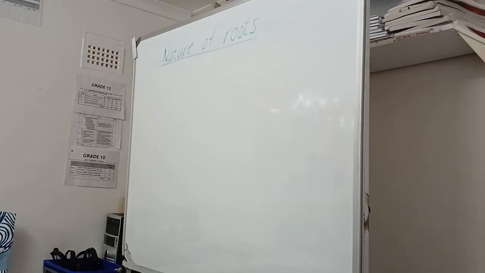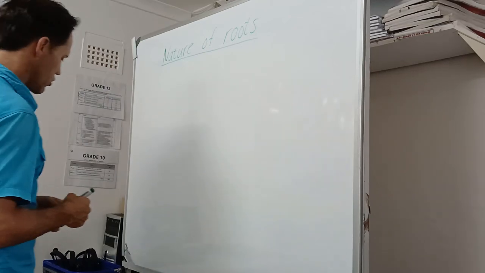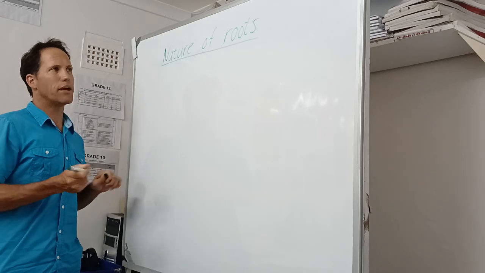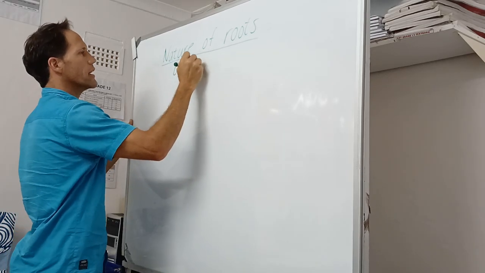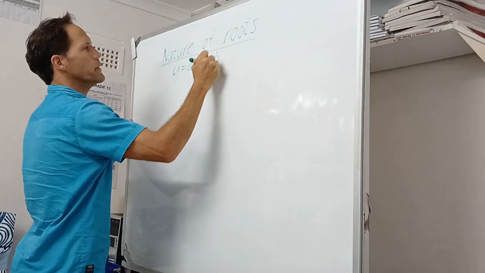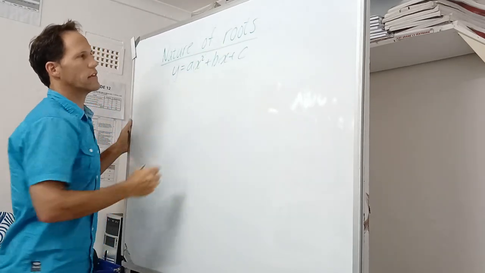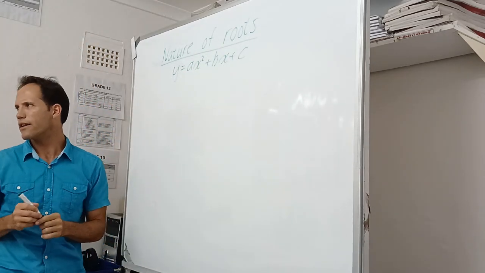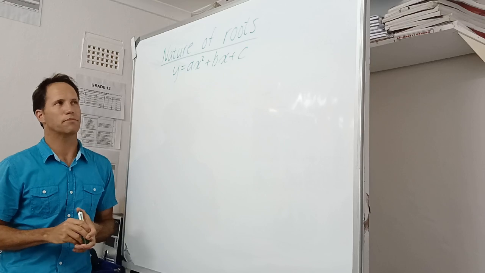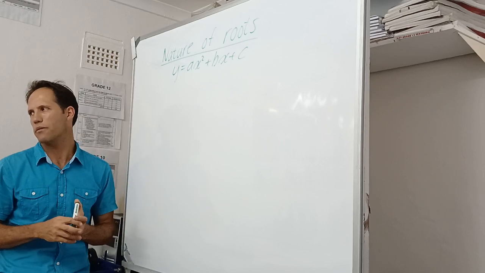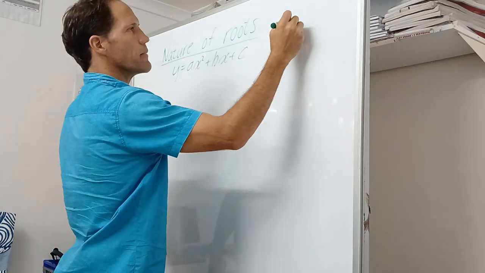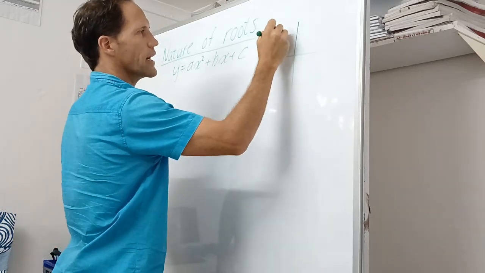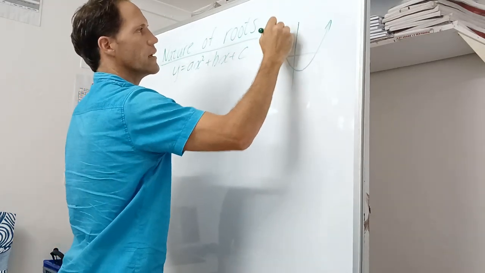Right, so with the nature of the roots, now remember, if you think of the equation y equal to ax squared plus bx plus c, okay, that's the parabola, right? Y equal to ax squared plus bx plus c, that's the equation for a parabola, okay? So when you look at, let's say we just look at the basic parabola. Let's say it goes like this, okay?